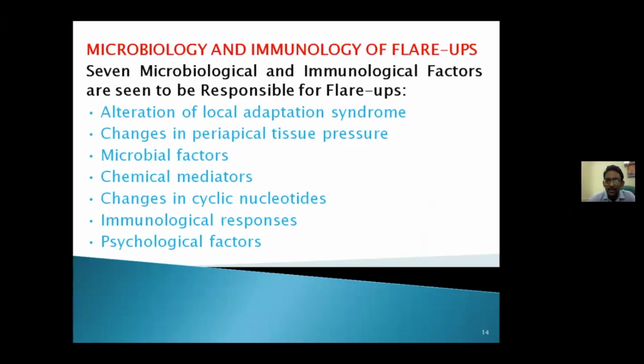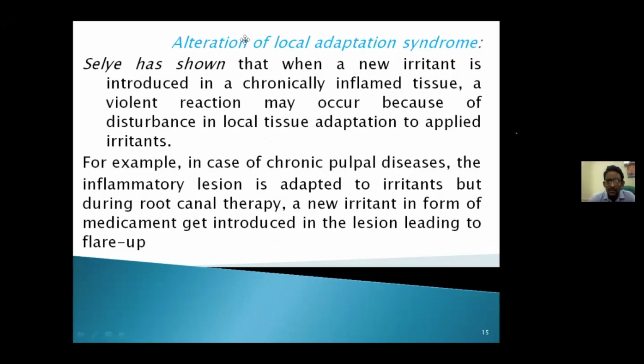Coming to epidemiology and immunology of flare-ups, there are 7 factors which are responsible for flare-ups. They are the alteration of the local adaptation syndrome, changes in periapical tissue pressure, microbial factors, chemical mediators or cells of inflammation, change in the cyclic nucleotides, immunological response, and psychological factor of the patient. The first is alteration of the local adaptation syndrome.